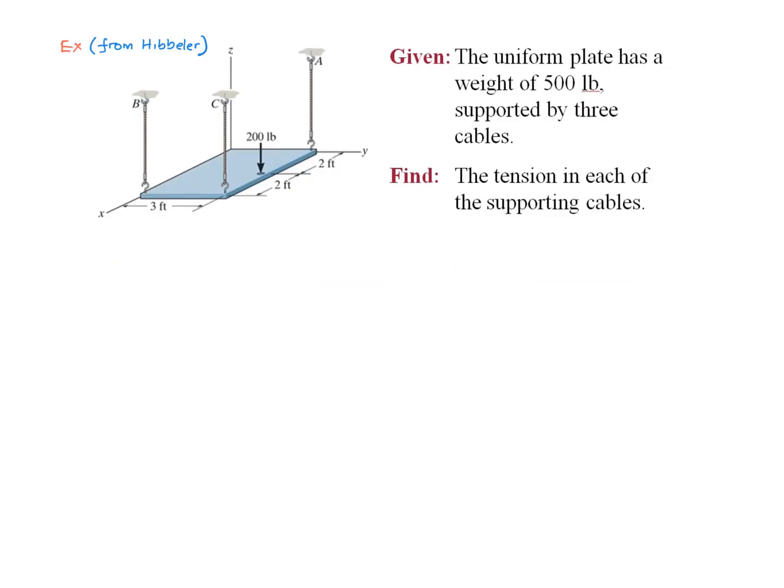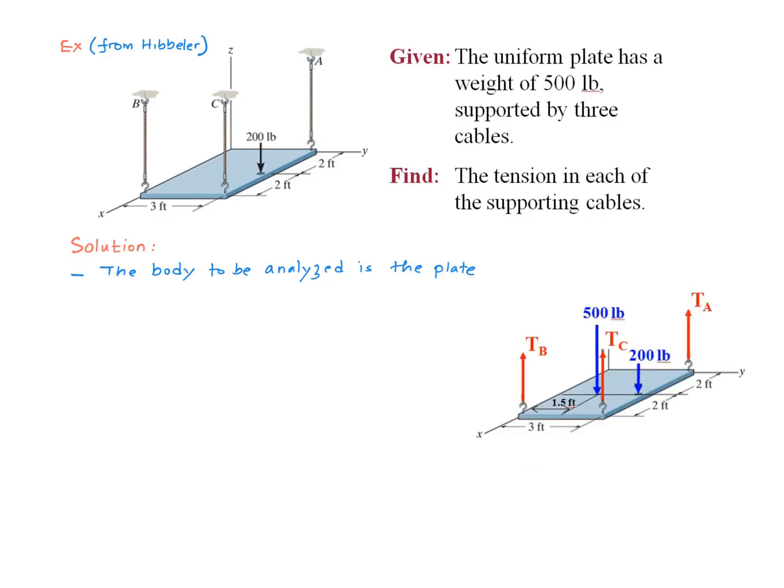We have a horizontal, rectangular plate with a weight of 500 pounds being supported by 3 vertical cables. A point load of 200 pounds is acting at this point. The question is to find the tensions in the cables. It's easy to see that the body to be analyzed here is the plate.